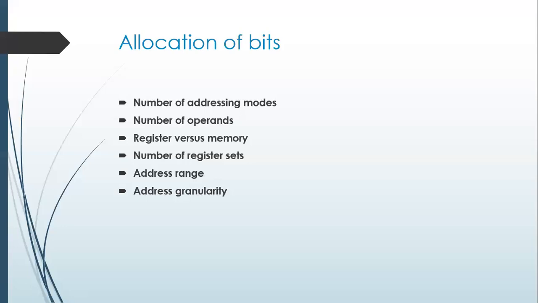Then how many bits are remaining now? 64 minus 8 is equal to 56. Out of 56, again we need a minimum of three bits for specifying addressing modes. So now we have only 53 bits. Now how are we going to divide these 53 bits?